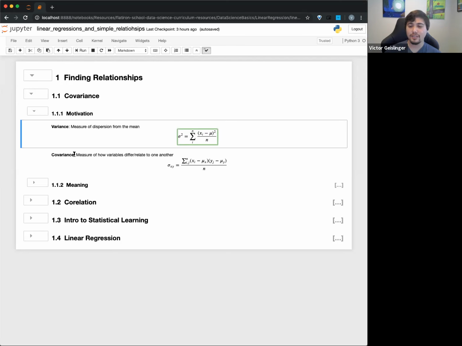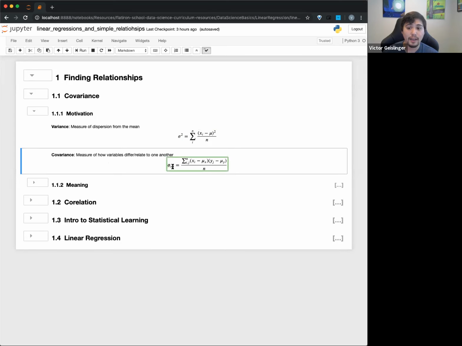Covariance is kind of similar. We'll see covariance written as this lowercase sigma, with subscript X, Y. Basically it's saying how these measures differ from each other or relate to one another. The idea is very similar to variance. There, we asked how the points differ from the whole distribution. Here, we're seeing how X differs from Y.